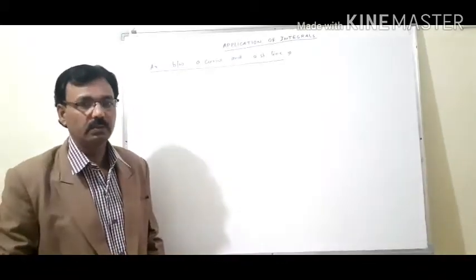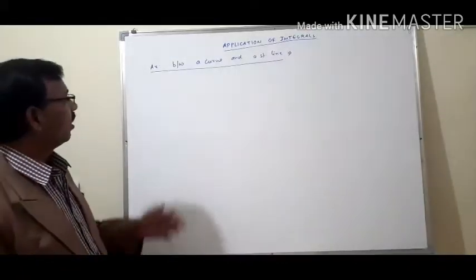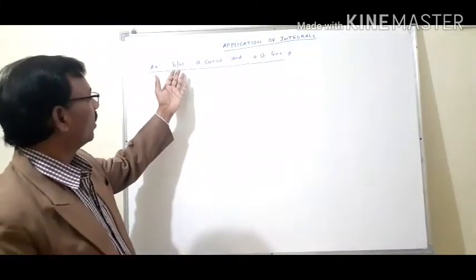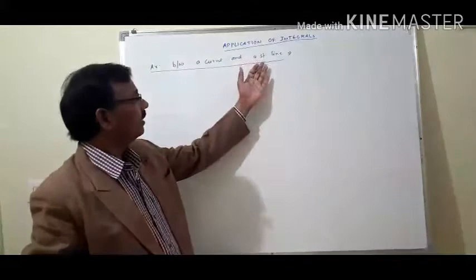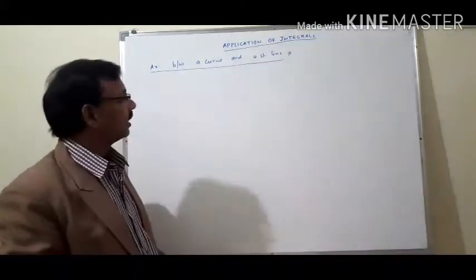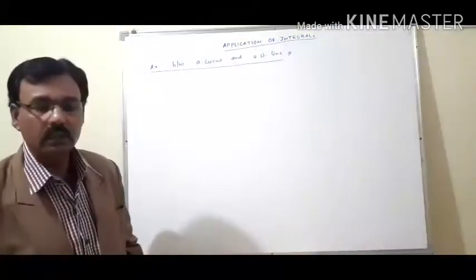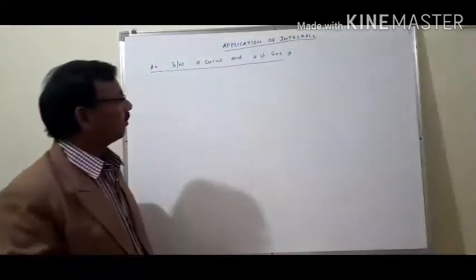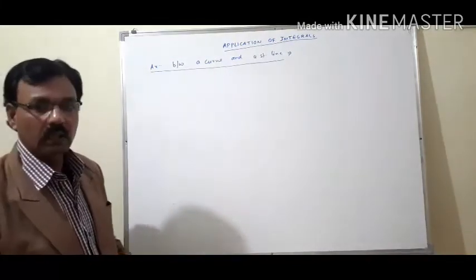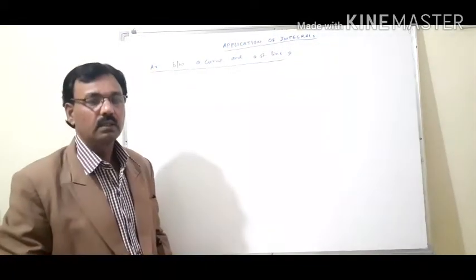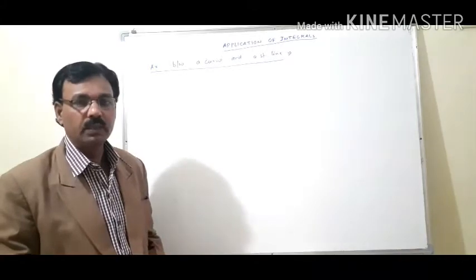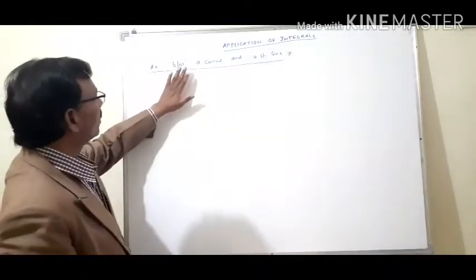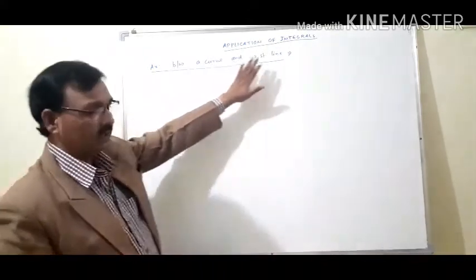Hello students, in this video we will discuss how to find the area bounded by a curve and a straight line. In the previous video we discussed the area bounded by a simple curve. Simple curve means a circle, square, ellipse, hyperbola, parabola, etc. Now here we take one curve and one straight line.